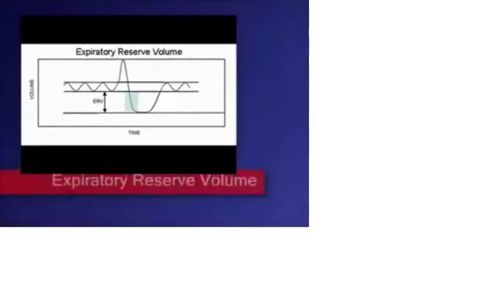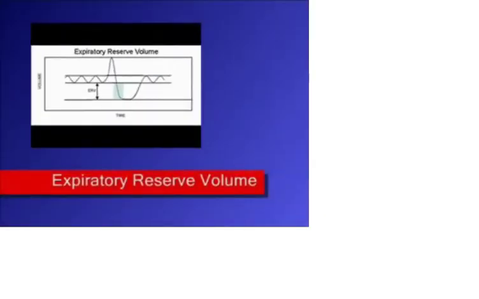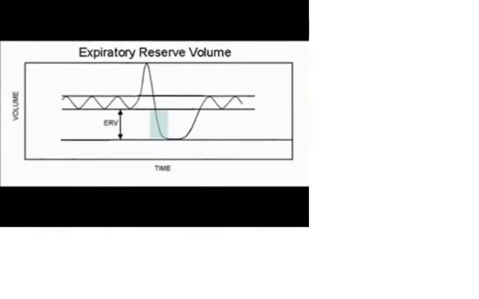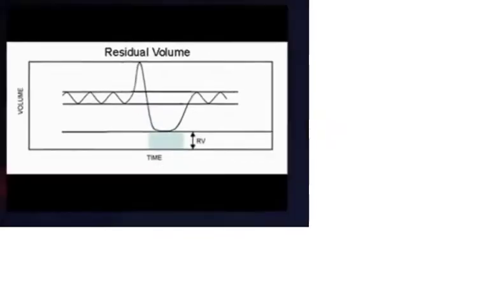The expiratory reserve volume is the amount of gas that an individual can exhale beyond a tidal expiration. So as you're sitting there and exhale normally, and then push all the gas out that you possibly can, that's your expiratory reserve volume. Normally, it is 20% of the total lung capacity.